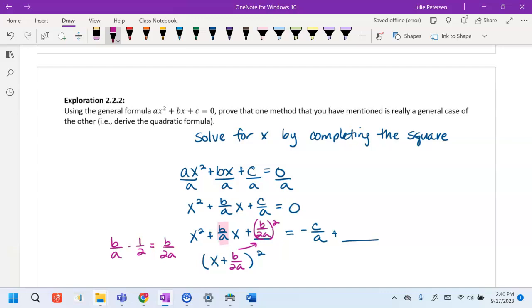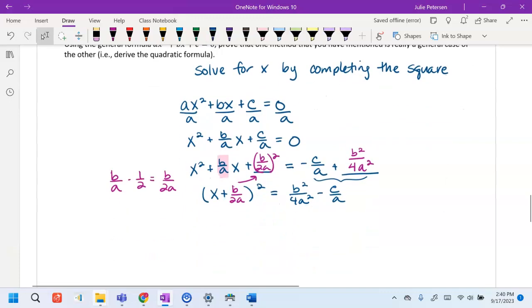And if we want to FOIL or distribute that power, we would have b squared over 4a squared. Okay, so on the left side, we've got x plus b over 2a squared. And then on the right, we want to work with these to get them together. So I'm going to reorganize this. I've got b squared over 4a squared minus c over a.